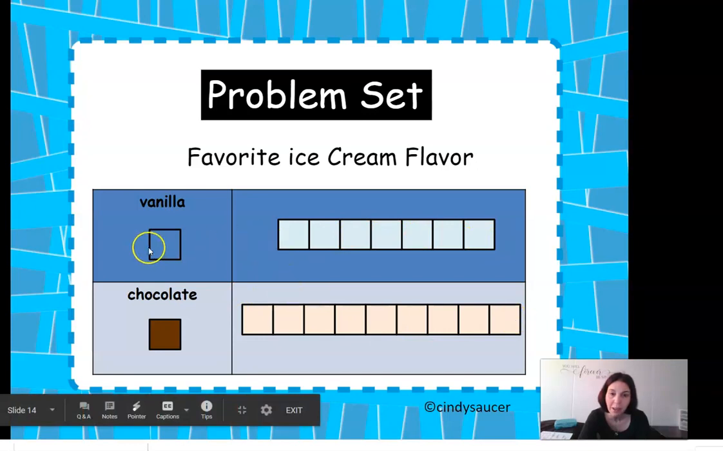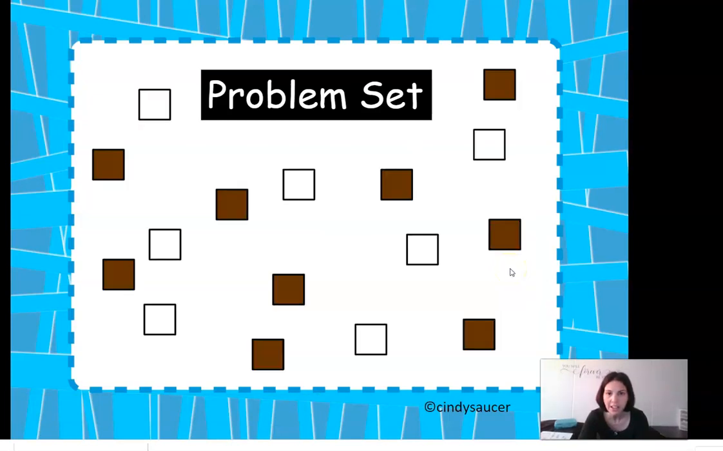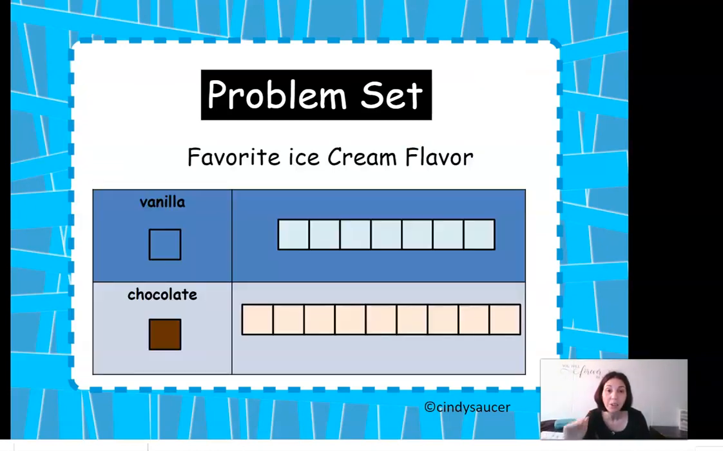Now we can see how many vanilla. This is a much more organized way to show the vanilla and chocolate than this. This is kind of confusing. When I look at this, I don't know if there's more vanilla, more chocolate. I don't know how many vanilla or chocolate there are. I'd have to count each one, but it's not organized. This way is nice and organized.